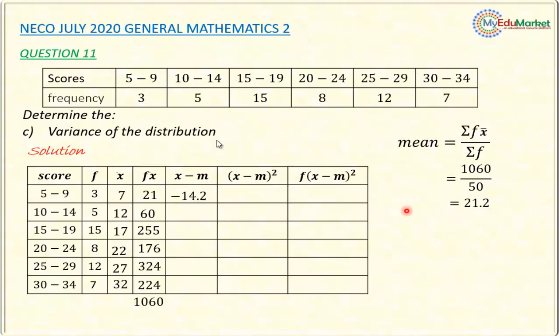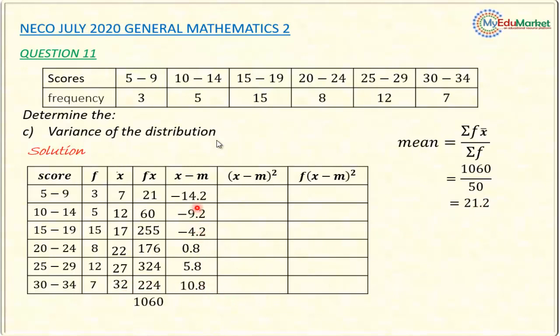That result is going to be minus 14.2. Next I'm going to take 12 minus 21.2. That is going to be minus 9.2. Next I will take 17 minus 21.2. That result is going to be minus 4.2. Next is going to be 22 minus 21.2. That result is going to be 0.8. Next, 27 minus 21.2. The result is going to be 5.8. And the last is going to be 32 minus 21.2. The answer is going to be 10.8.